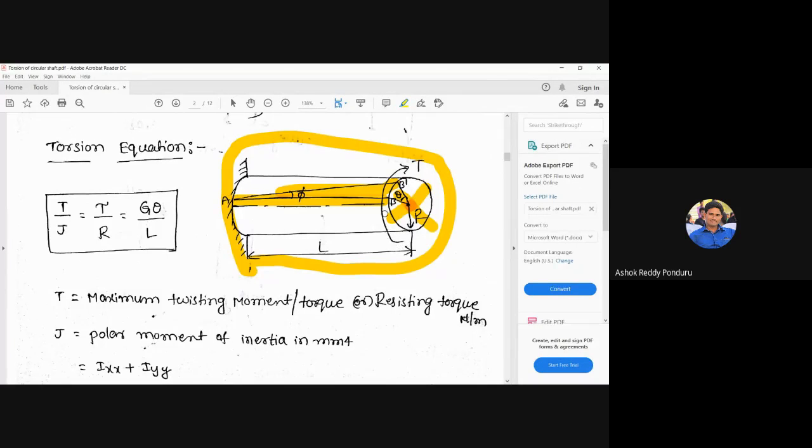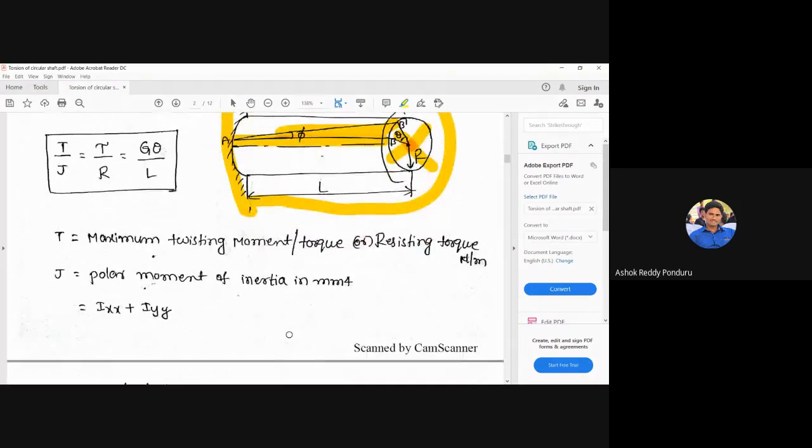We can observe here the twisting moment acting about the z-axis. That's why we should consider the moment of inertia about the z-axis. That is also called the axis of rotation. Technically it is called the polar moment of inertia.